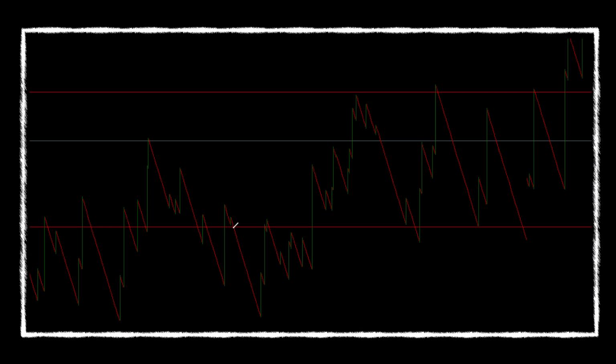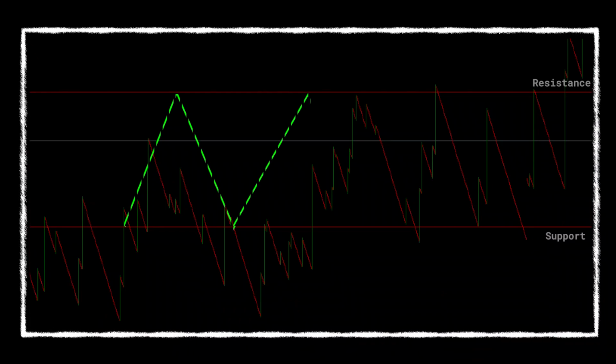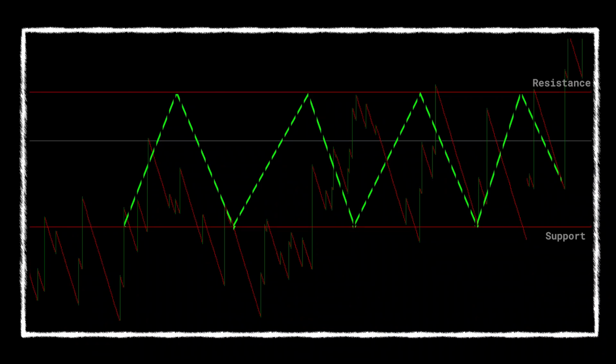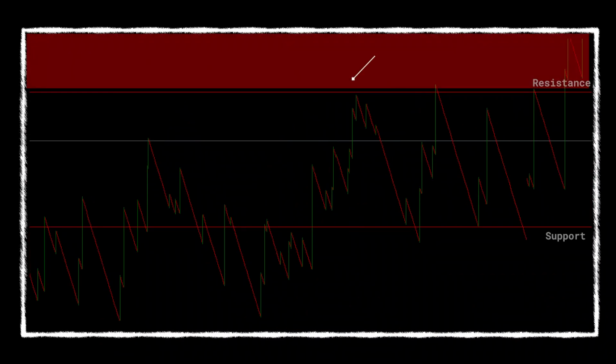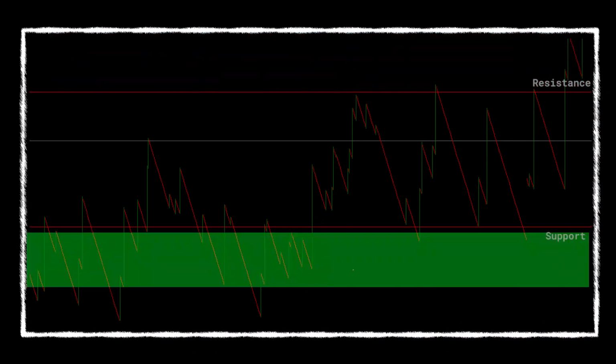Support is a price level where a downtrend pauses due to a concentration of demand. When the asset's price drops to this level, it becomes more attractive to buyers, increasing demand and often halting further decline. Resistance, on the other hand, is a price level at which an uptrend tends to pause due to a concentration of supply.